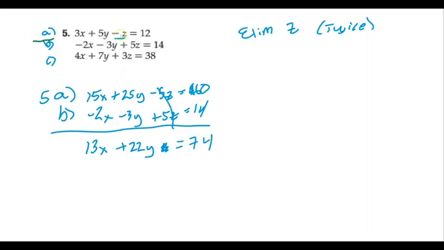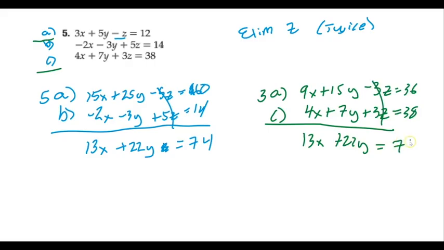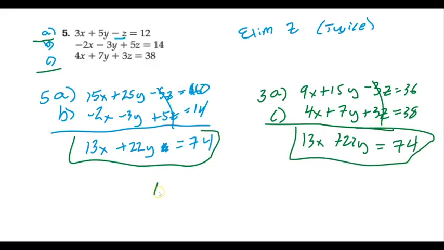Now I'm going to do a and c, because that's the z I want to get rid of. I already did a and b. If I want these to cancel, I'm going to multiply a by 3. 3 times 3 is 9x plus 15y minus 3z equals 36. Keep c the way it is. I get 13x plus 22y, these cancel, equals 74. And if you look at it, they're the exact same thing. My two new equations are exactly the same: 13x plus 22y equals 74.